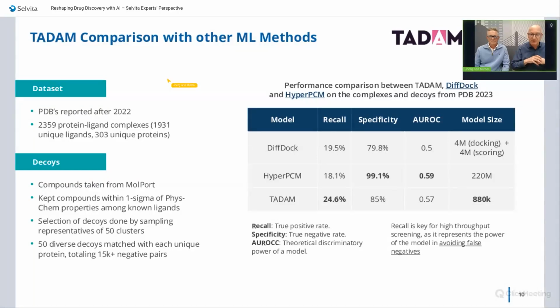This is something that you want to see, because recall is the key for high throughput screening, because you want to find the positive compounds, you want to find the actives. So with this in mind, we can see that our model is state of the art and can really compete with what is on the market. But that was not enough, because we wanted to have an experimental validation.